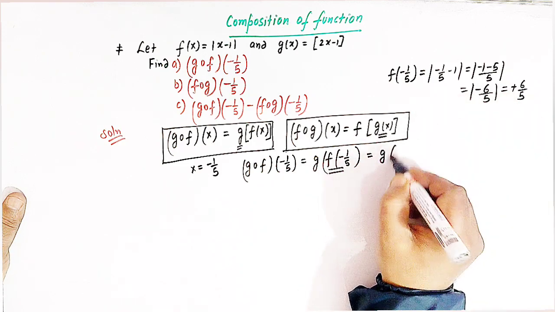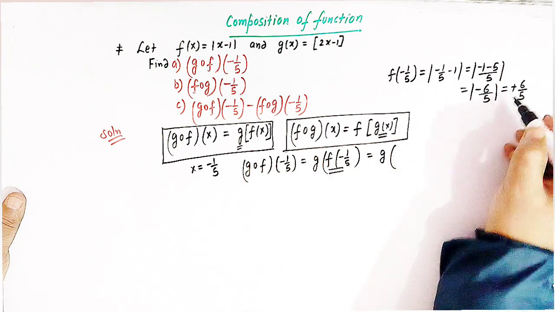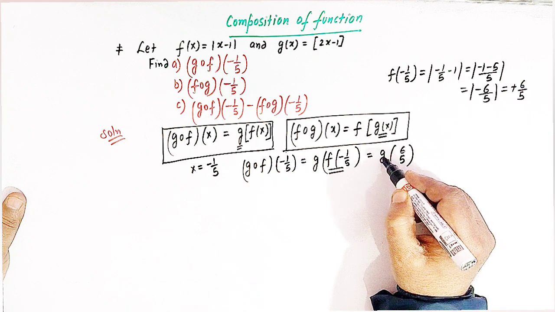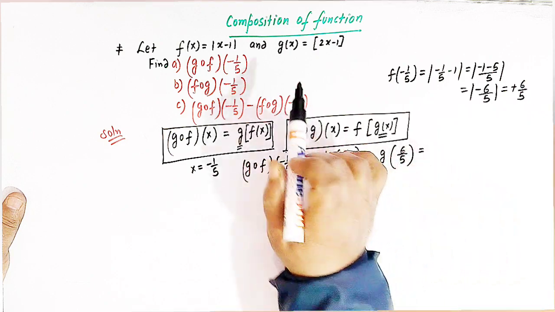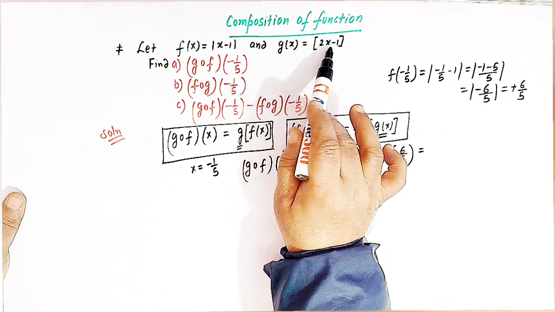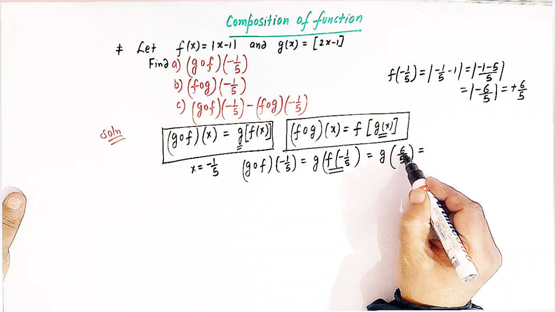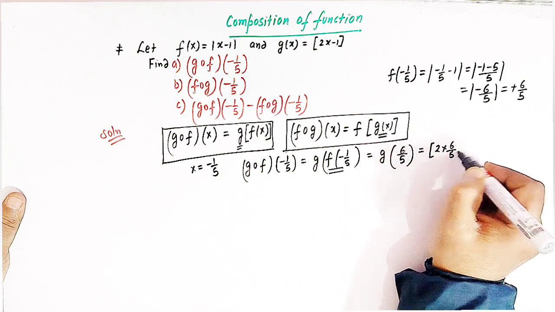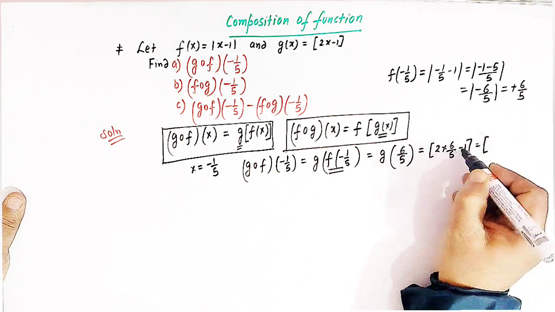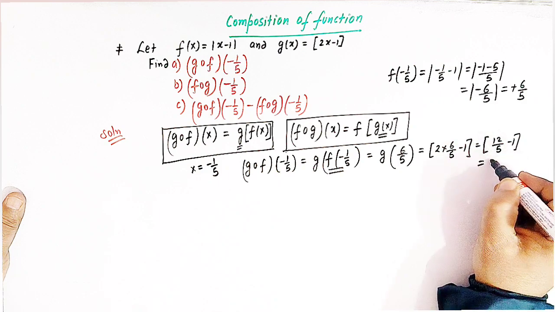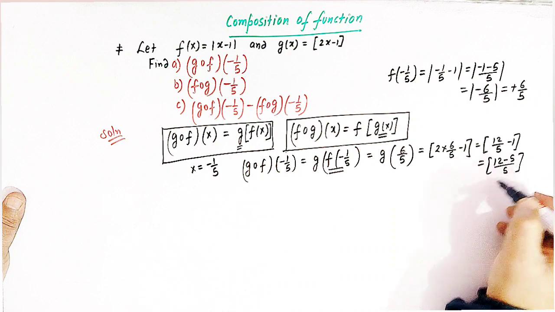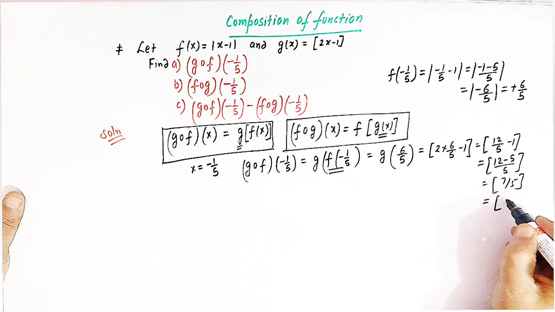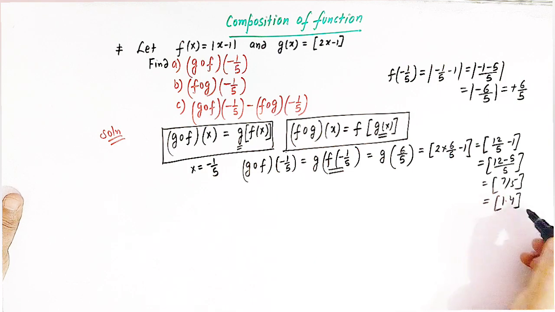So here we have g of f of minus 1 over 5, which is now g of 6 over 5, right? So now the input for the function g is 6 over 5. So now the function g of x is the greatest integer of 2x minus 1. So to get the value of g of 6 over 5, we'll take x is equal to 6 over 5. So we have now 2 times 6 over 5 minus 1. So this is greatest integer of 12 over 5 minus 1. That is 12 minus 5 over 5. That is greatest integer of 7 over 5. And if we divide 7 by 5, we'll get 1.4, right?